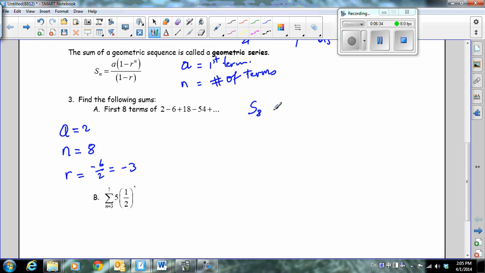With this information, I will now say S8 is equal to a, which is 2, times 1 minus r, which is -3, to the power of n. Let me go ahead and fix my parenthesis. That'll be -3 to the power of 8, and I close my parenthesis, over 1 minus r, which is -3 again. We can simplify this, and if you simplify it, you will get -3,280.